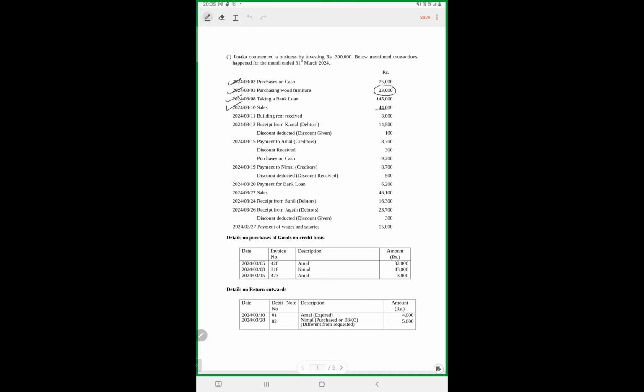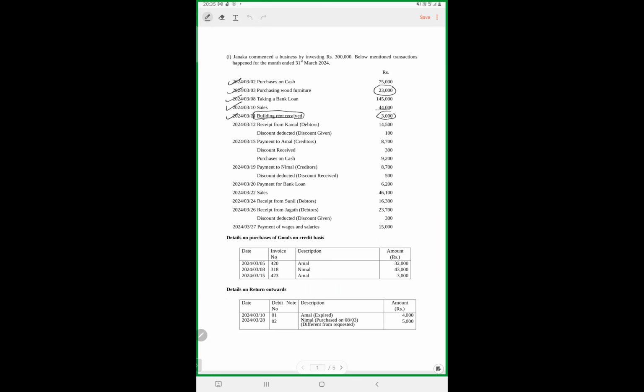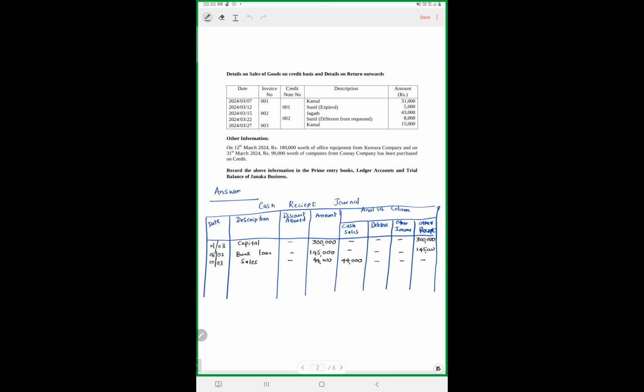And next one, so we are receiving the money or cash by renting out our building. So therefore, we are receiving 3,000 income by renting out our building. So we need to record it in the cash receipt journal because we are receiving the money. Then 11th March, rent income, no any discount, 3,000 amount we are receiving.